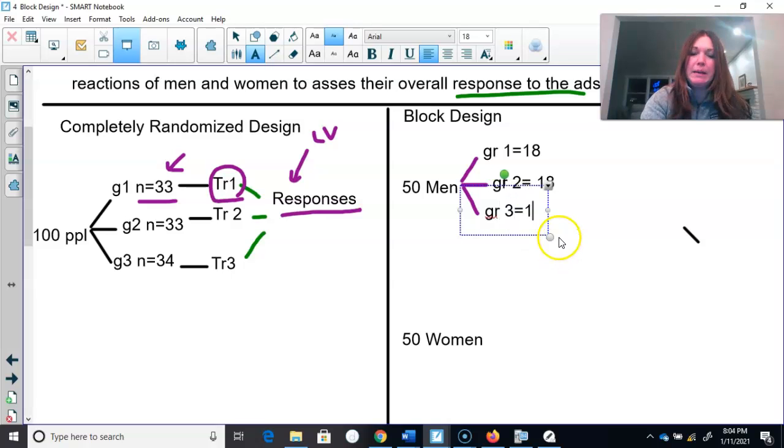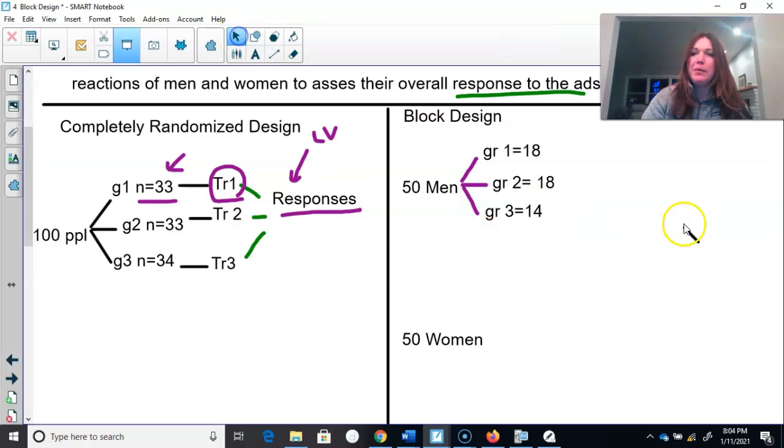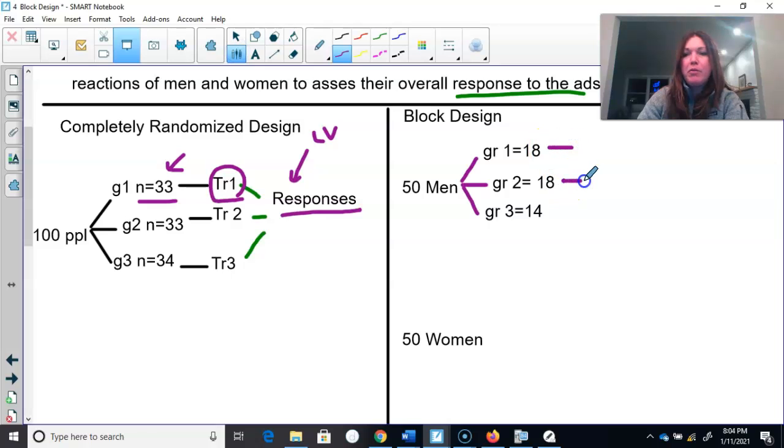we would have 14 people. And they don't have to be equal. We like them to be as equal as possible, but they don't have to be. Obviously, with the 50 divided by 3, we can't do that, right? Okay, next, and I just chose that off the top of my head. I could have done 15, 15, 20, whatever. It doesn't matter, okay?